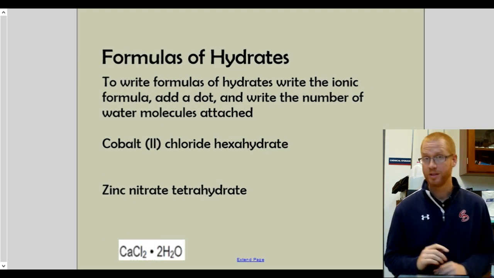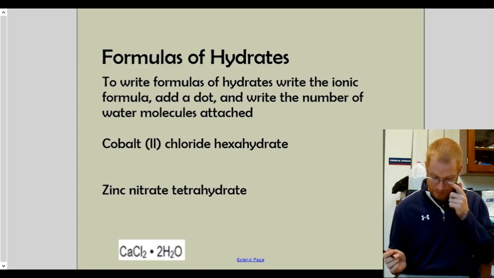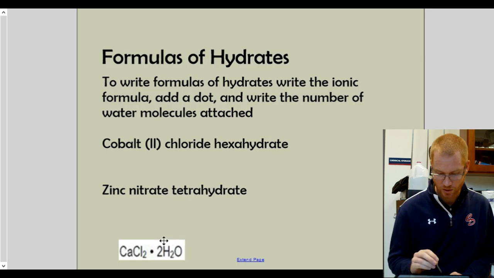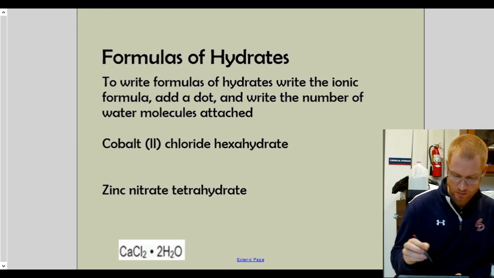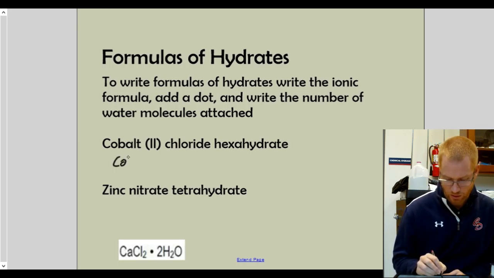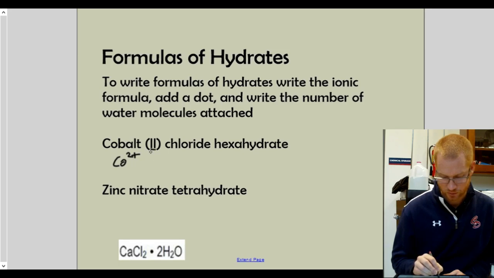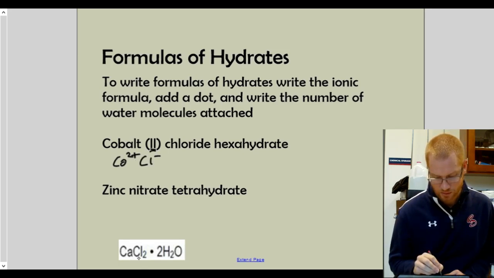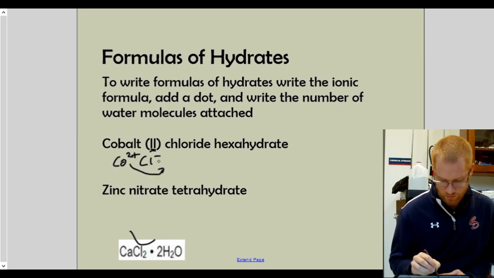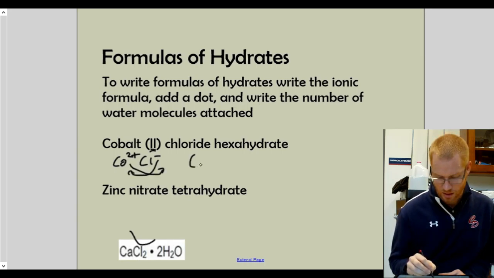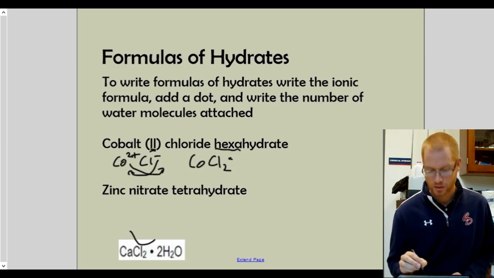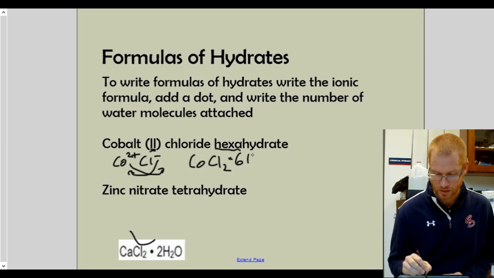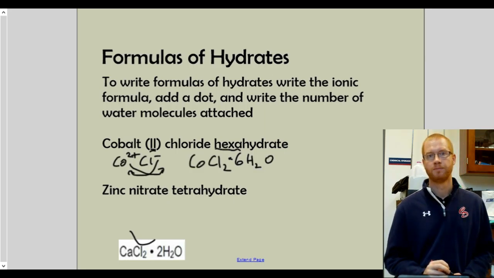Formula is exactly the same. So cobalt 2 chloride hexahydrate. Well, cobalt 2 chloride, cobalt 2 plus, because of that Roman numeral 2. Chloride, Cl minus. Oh, switch them. So you got CoCl2, and then it's a hydrate, so we need a dot. And how many waters are there? Hexa is 6. So 6 H2O.